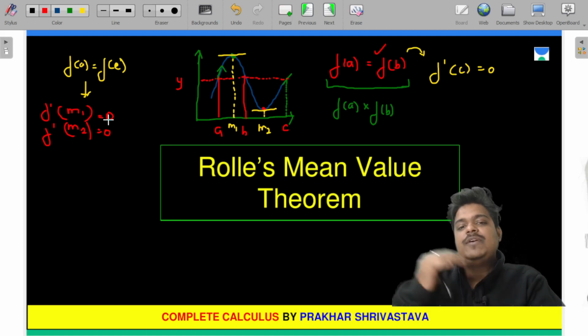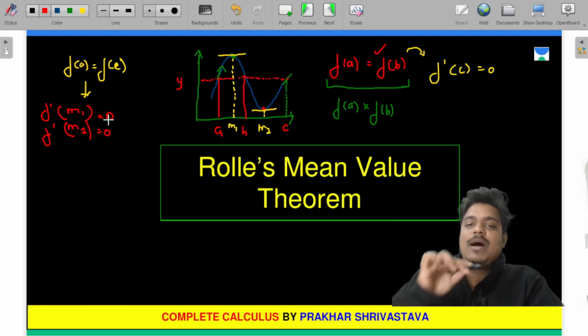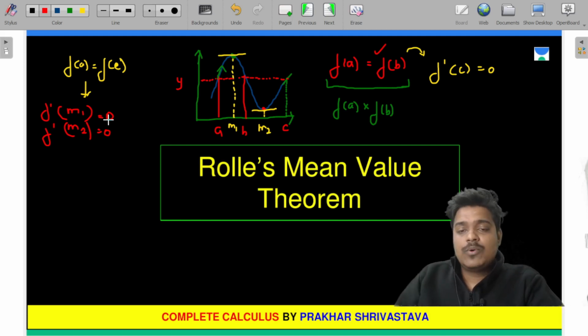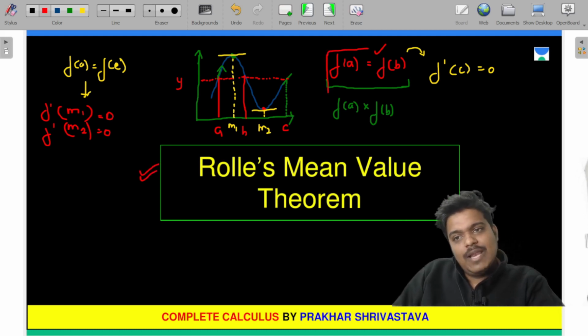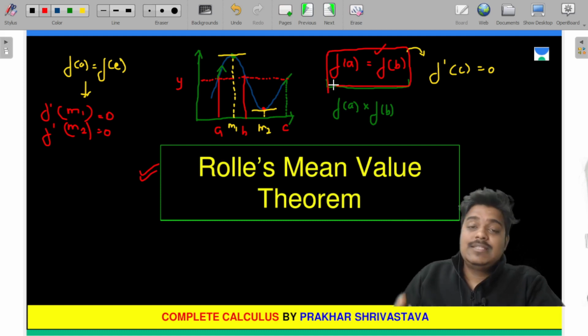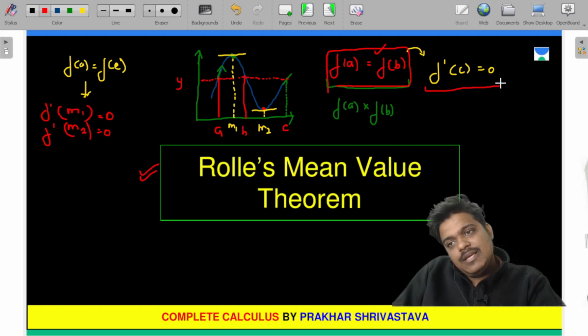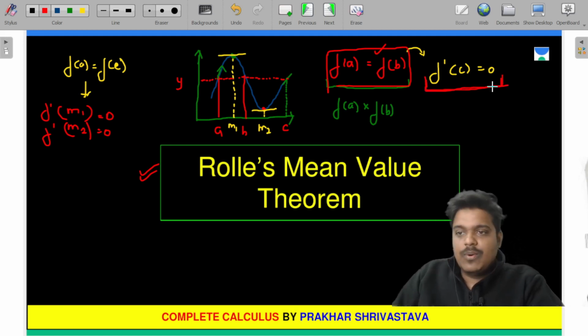See, if f of a is equal to f of c, there can be n number of parts like going this and this and this. So many times you will have the slope equal to 0. I hope this is clear to you. Now if it is a situation, Rolle's mean value theorem states that if two values are equal, then there exists at least one value such that f dash c is equal to 0.